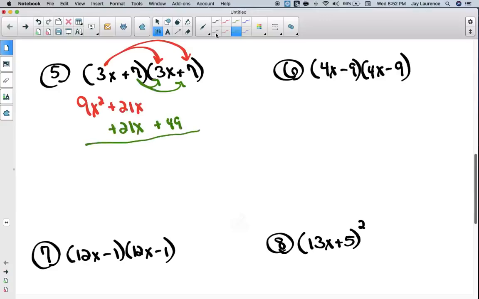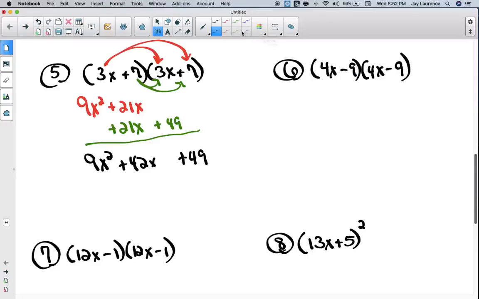Look at this answer. My first and third terms are again perfect squares. Now the middle term didn't cancel because both signs are the same, so it's a positive 42x. This makes my job so much easier.